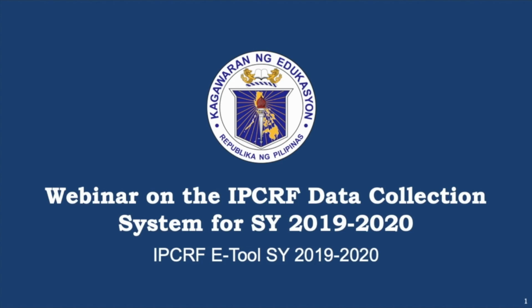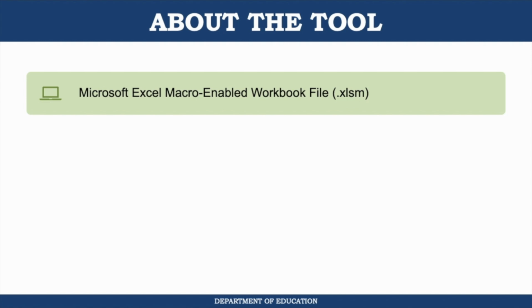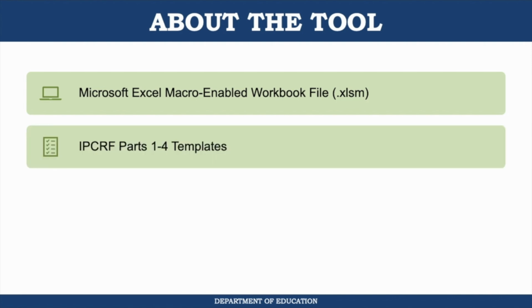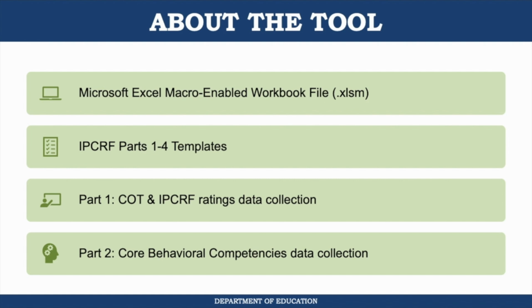For this session, I'll be talking about the eIPCRF electronic tool for the school year 2019 to 2020. Before I show you how to use it, let me tell you a little bit about the tool. First, the tool is a Microsoft Excel macro-enabled workbook file with a .xlsm file extension designed for offline use. It contains printable templates for the eIPCRF parts 1 to 4, as well as an encoding form that collects data for COT and eIPCRF QET ratings, and data for core behavioral competencies.